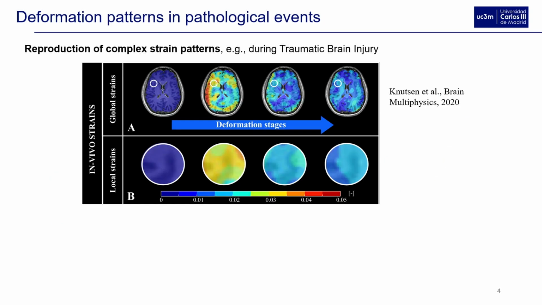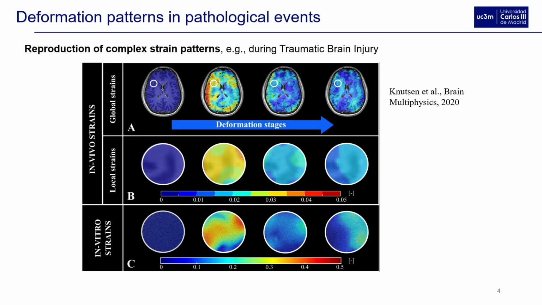Okay? So apart from the dynamics, we have to take into account that during traumatic brain injury, there are several deformation stages that produce complex strain patterns. So not only is it vital to reproduce the dynamics, but also these complex strain patterns in vitro, and that's what we achieve with our system. Okay, you can see here down that we managed to reproduce in our system the local strains.